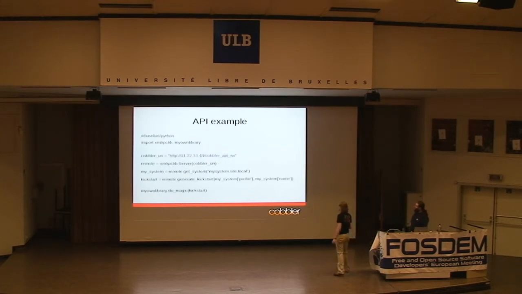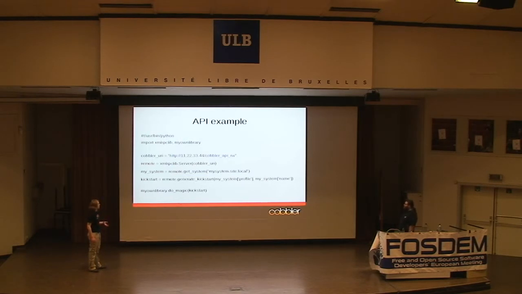Okay, this is a small API example. I hope the code's readable in the back, but this is basically to show how easy it is to use the API to do some scripting. So, what we're doing here, first we're importing the XML RPC library, and my own library that can do really neat stuff that I've written. We define the URI to the Cobbler server. We open a connection using the XML RPC library. What we want to do is get the system mysite.site.local, and then for that system, we'd like to generate a kickstart.